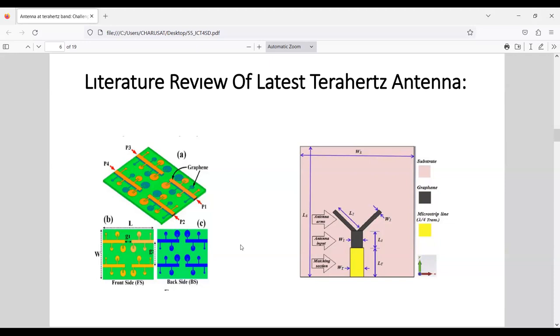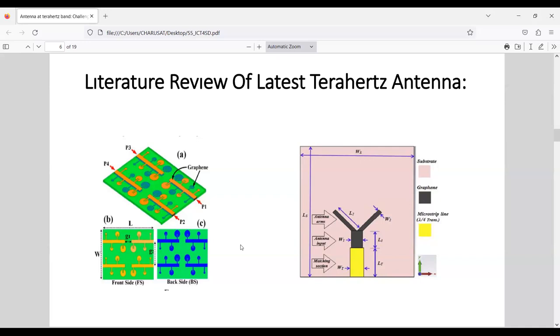So as we have discussed in the previous terahertz band antenna challenges, graphene is the most suitable applicant for the terahertz band radiator, because it has a very high electrical conductivity compared to gold and silver. So the graphene based 2x2 MIMO antenna is shown on the left hand side. This antenna is using a polyimide substrate, which is in the circular pad shape.